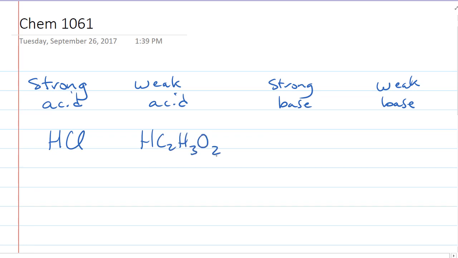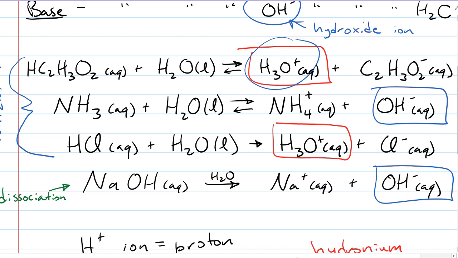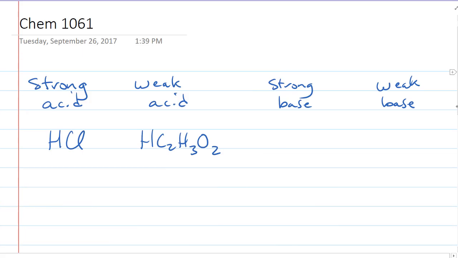Which one's going to be a strong base? Let's see. We have two bases, the NH3 and the NaOH. Which one is the NaOH? Because the NaOH was the strong electrolyte. And that means that the NH3 must have been the weak base. Okay, again, it has to do with the strengths of the electrolytes.